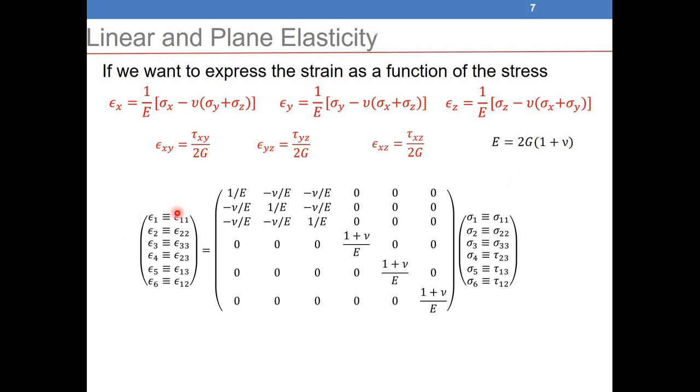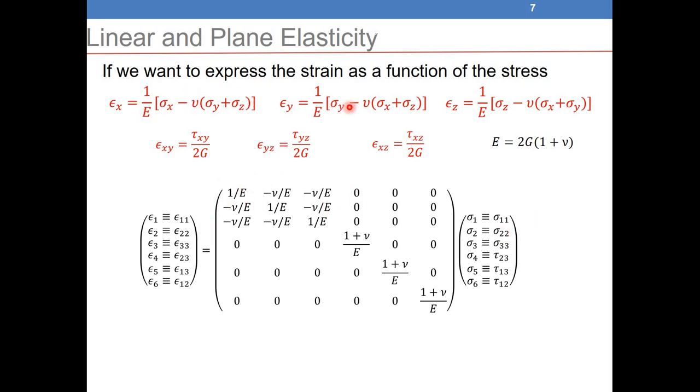So if I want to write the strain as a function of the stress, just by developing these relations here, 1 plus nu over E, it's 1 over 2g, so I can find each strain as a function of each stress. Here we use 1 2 3 4 5 6, or we can use x y z. These are just symbols, 1 2 or x y, so it's the same. The idea here for a linear elastic material is that if I have the stress, I can find the strain.